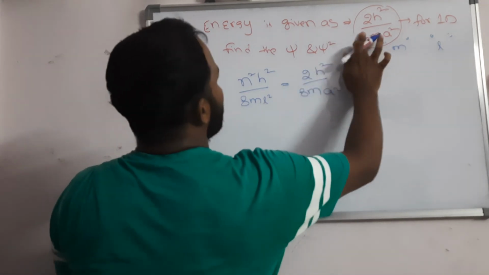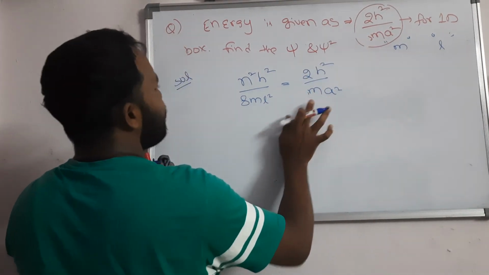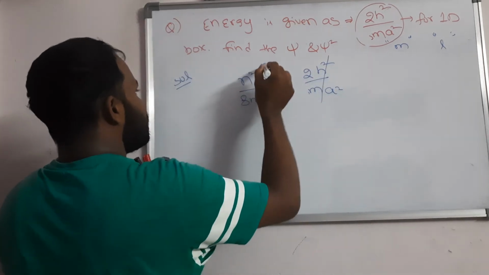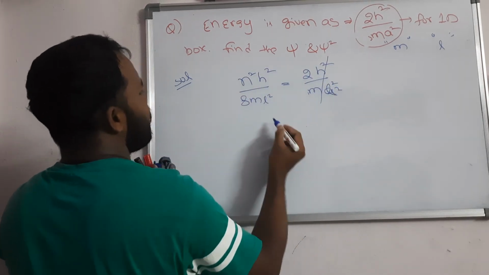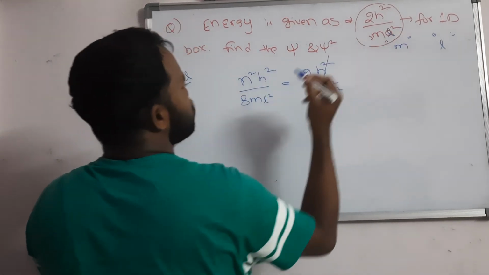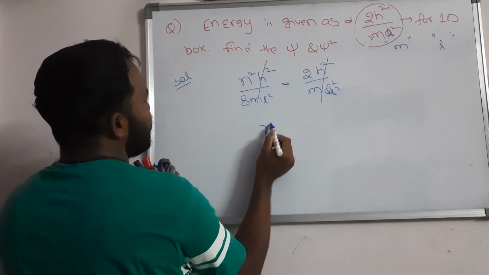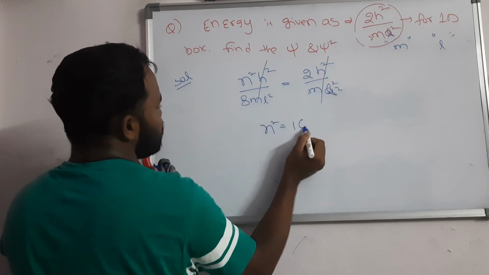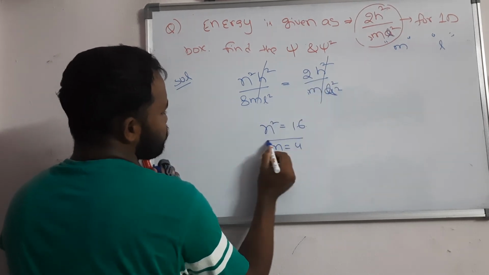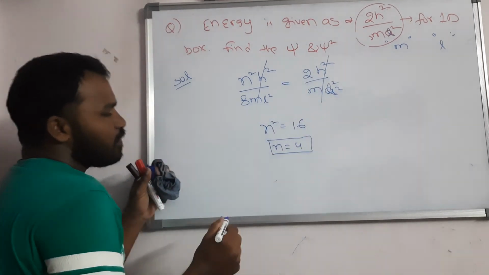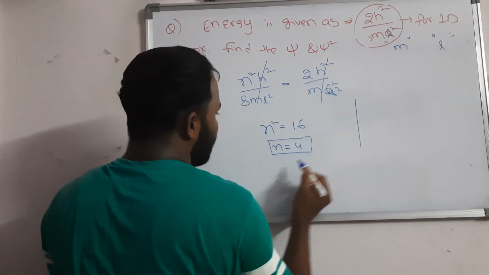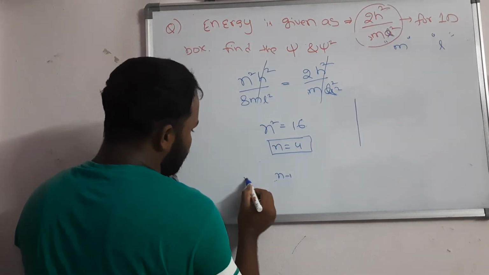Equating n square h square by 8ml square with 2h square by 8ma square, you write only ml square, so h square by ml square gets cancelled. n square is equal to 2 into 8 is 16, so n is equal to 4. n is equal to 4 means how many nodes? n minus 1 nodes. The nodes are 3.